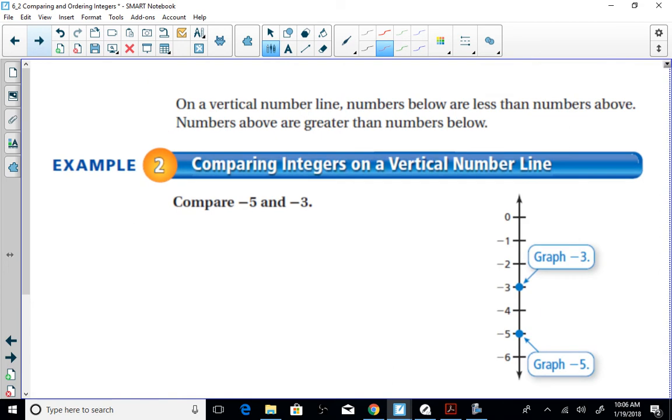Our second example, we're taking a look at a vertical number line. Right? I want to compare negative 5 and negative 3. When I'm using a vertical number line, numbers below are less than numbers above. Numbers above are greater than numbers below. So once again, if I'm using a vertical number line, I locate these two values on it. Well, here's 0, negative 1, negative 2. Here's where negative 3 would be located, negative 4, and negative 5.